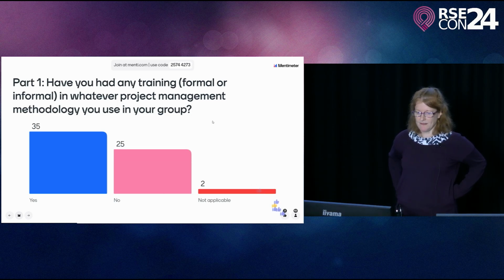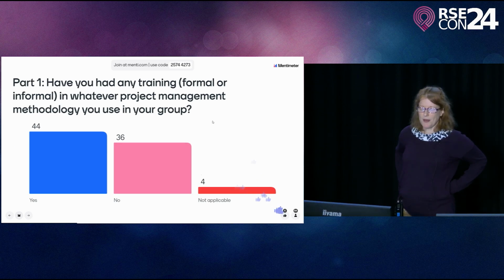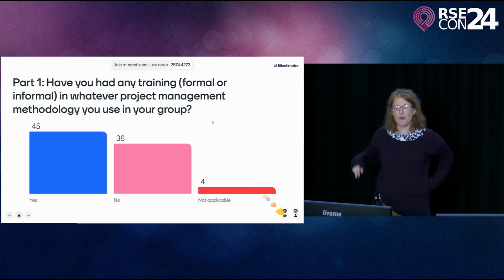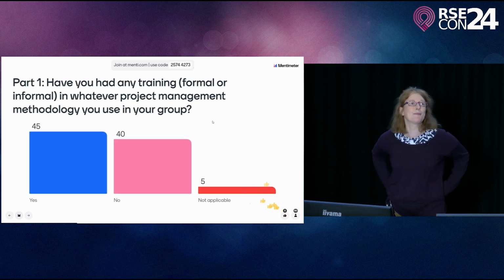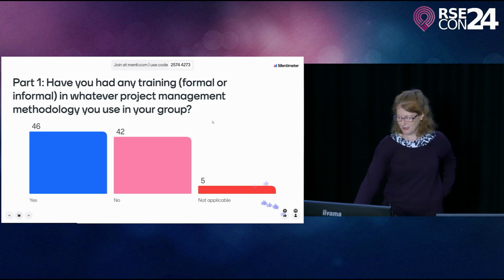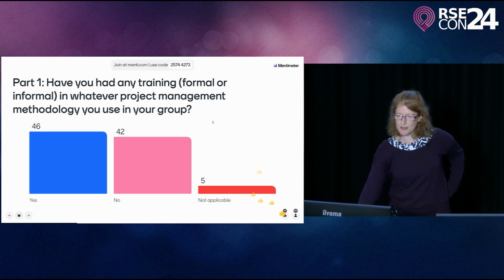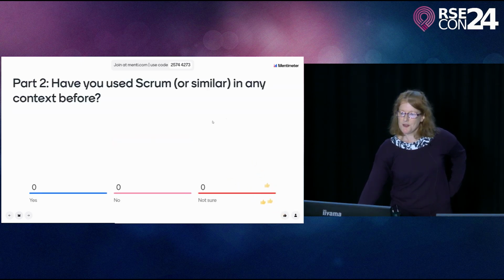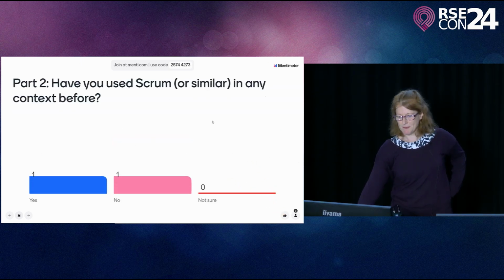Okay, interesting. Okay, so it looks like not much difference, but people are generally getting a little bit more training than those that don't. So, okay, and the next question: have you used Scrum or similar in any context before?